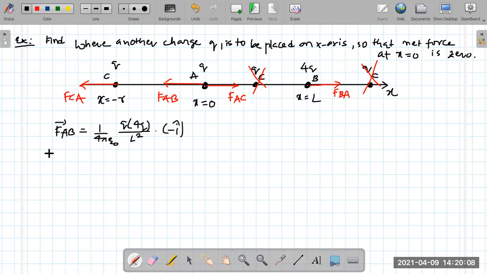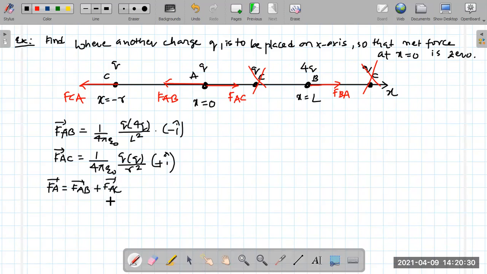Minus i cap. Now the force on A due to C is 1 by 4 pi epsilon naught Q1 Q2, that is Q into Q by distance R square. In which direction? Positive direction, plus i cap. So total force on A will be equal to how much? Force on A due to B plus force on A due to C. And we know that this must be equal to 0. That's what they want.